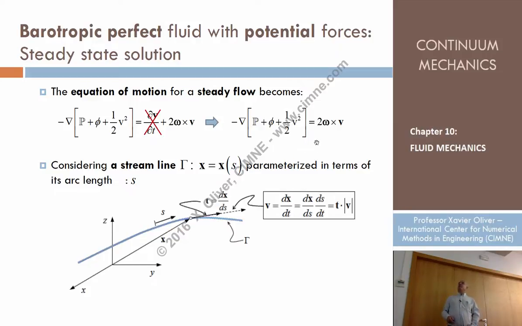Now what happens if we are able to identify a path line of the motion? Again, I recall, in bold, we see here the main assumptions we are making, to be conscious of what situation we are in. Barotropic, for instance, incompressible, water is. Perfect, that means no viscosity, water is. Potential forces, well, normal forces in water, gravitational forces are. And a steady state solution.